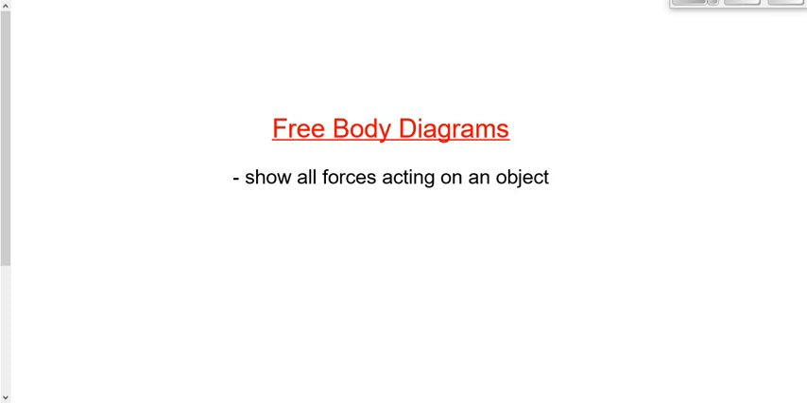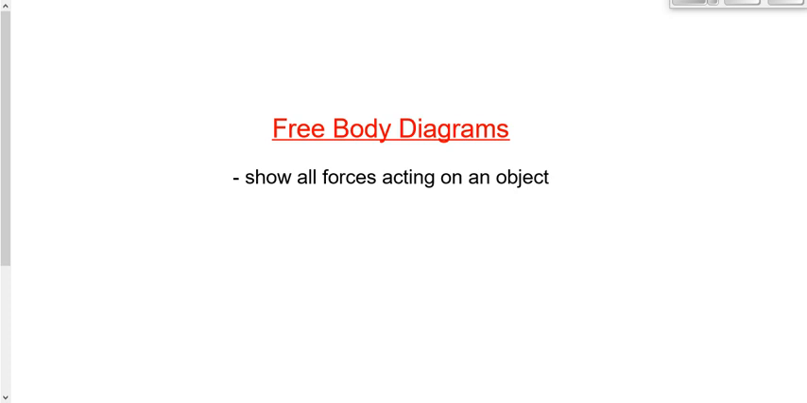Today we're going to begin talking about problems that involve more than one force. Up until now it's been one force, the applied force, the force of friction, whatever the case may be. We're going to start talking about problems now that involve the applied force and the force of friction and some other forces potentially as well.